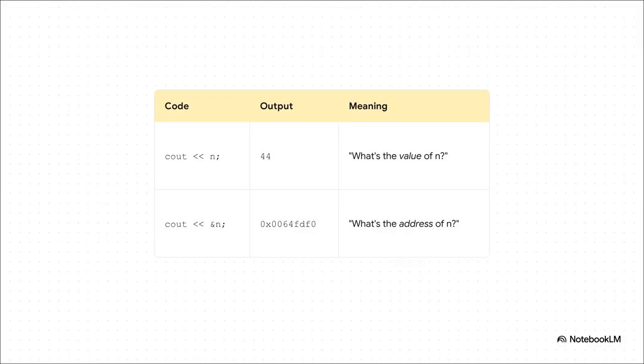And you can see the difference right here. It's crystal clear. If you ask the computer for n, what do you get? You get its contents, 44. But if you ask for &n, the address of n, what do you get? You get that hexadecimal memory address. See? Totally different questions, totally different answers. This is a super important distinction.